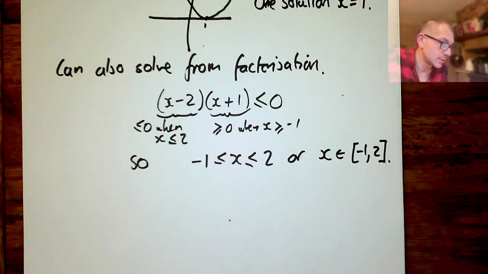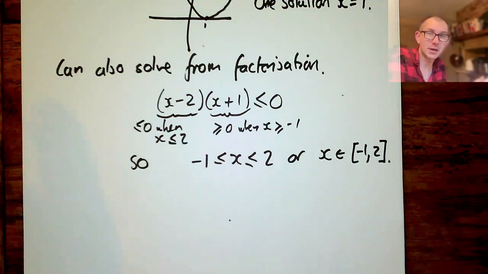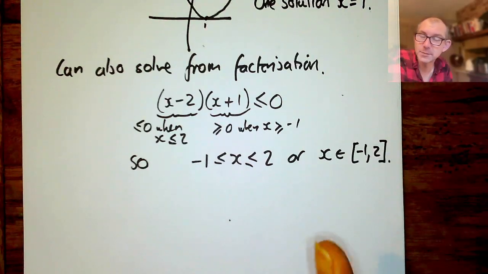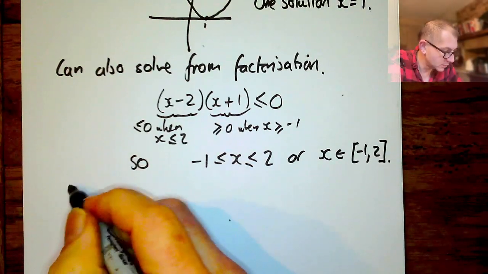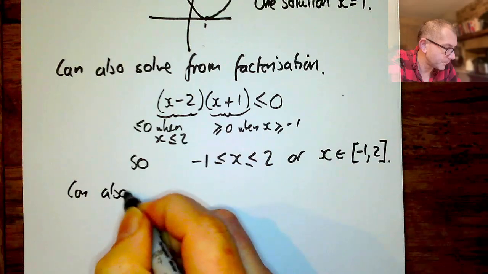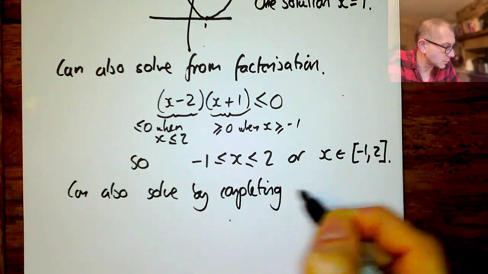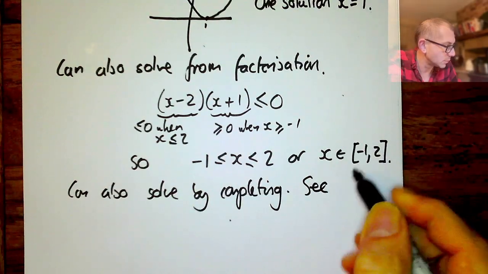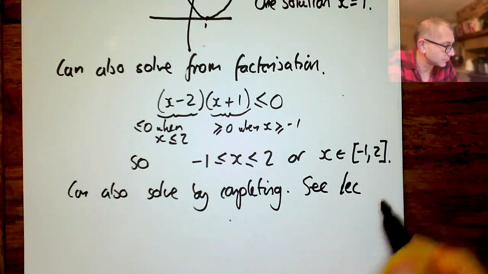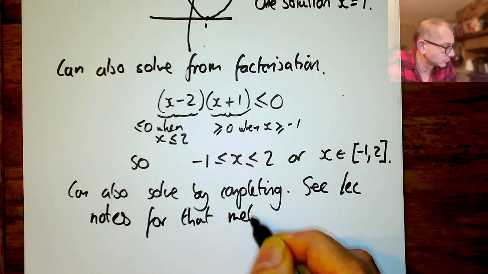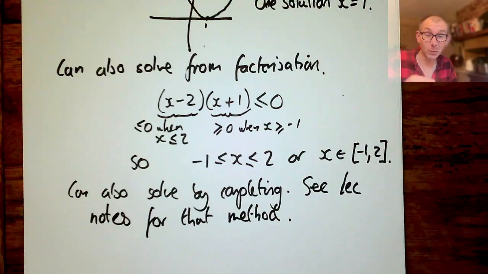And similarly, you can solve it using completing the square. You end up with a very similar expression. So those are two ways to solve it, but you can also solve by completing the square, and you can see the lecture notes if you want to do it that way. But probably the graphical one is the one that is less likely to go wrong. Okay.